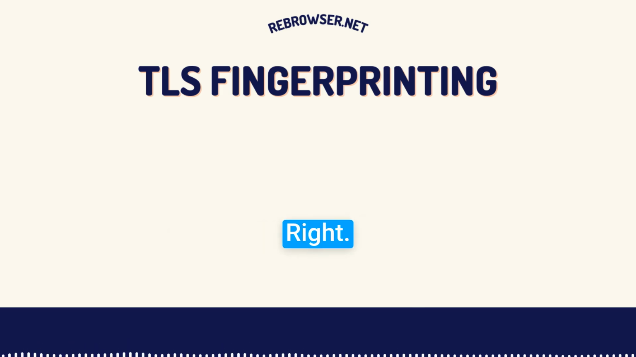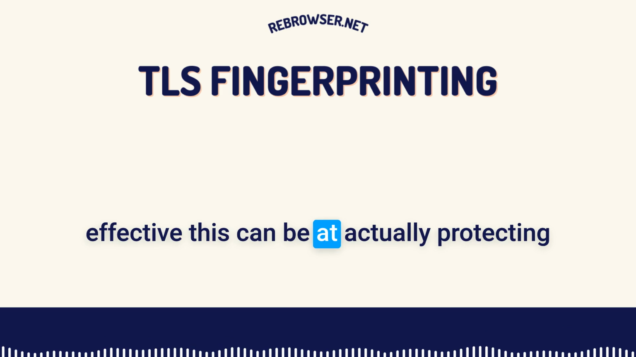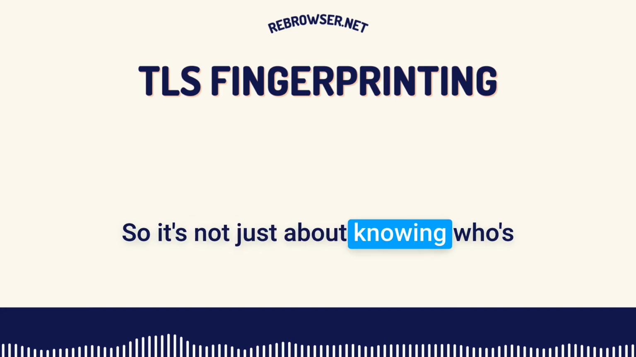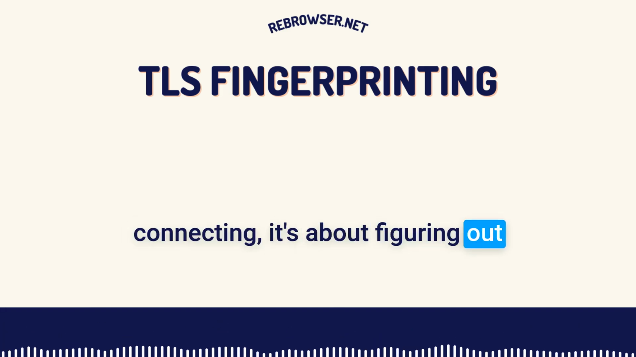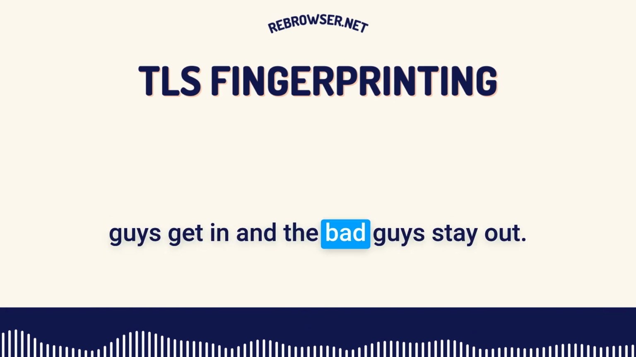Right. And the guide really dives into how effective this can be at actually protecting against these kinds of automated threats. So it's not just about knowing who's connecting, it's about figuring out if they're who they say they are. Yeah, exactly. It's all about making sure the good guys get in and the bad guys stay out.